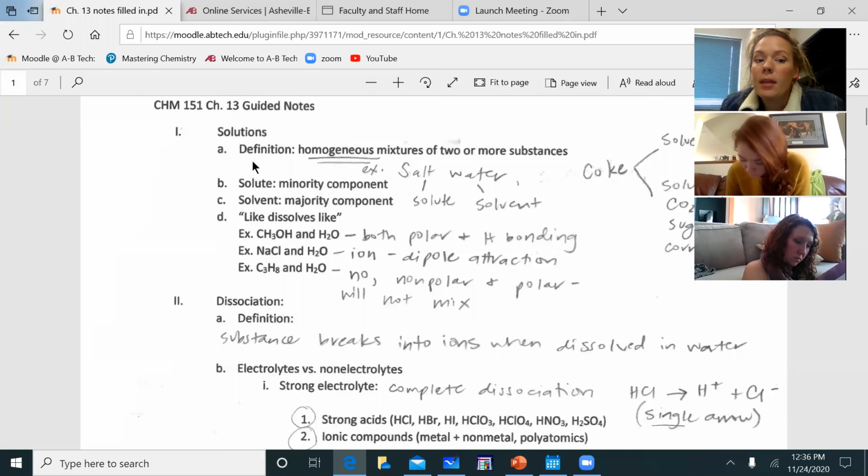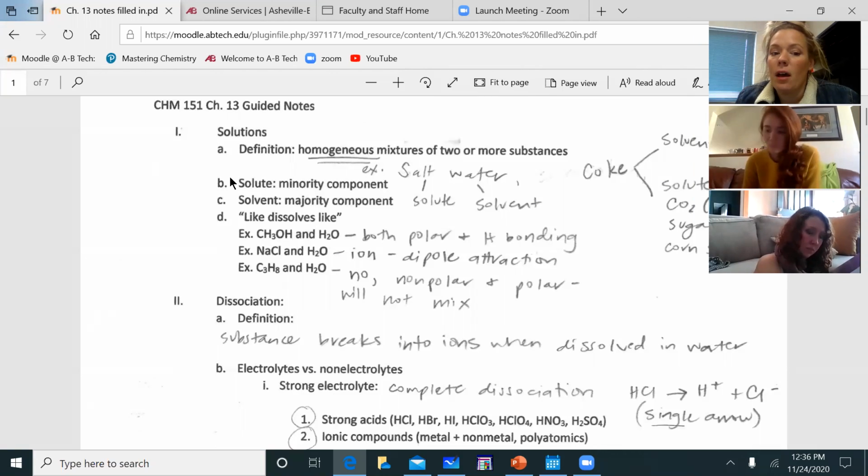Now, there can be solutions that have more than one solute, more than one thing being dissolved. For the most part, though, we're going to be looking at just one solute and one solvent, like salt with water. The water would be the solvent, the salt would be the solute. It's not always the case that the minority is the solute. Sometimes the minority actually is the solvent, but because it's doing the dissolving, like water, we would always classify that as the solvent.